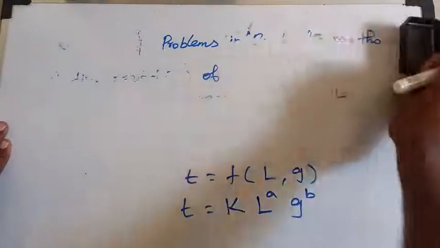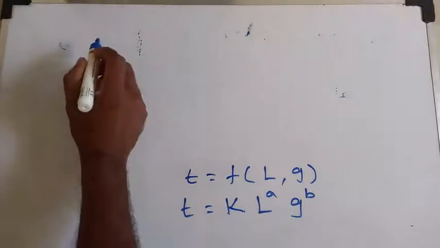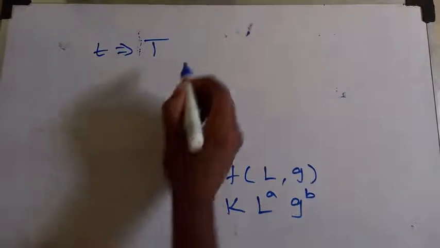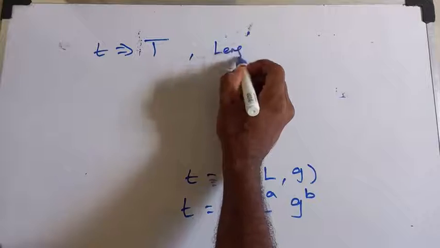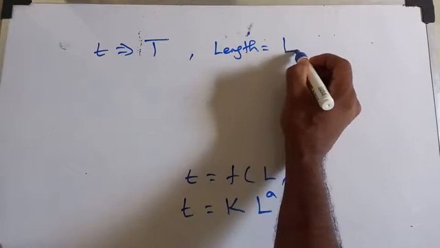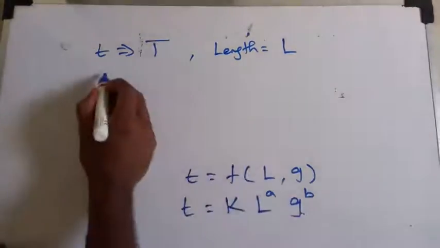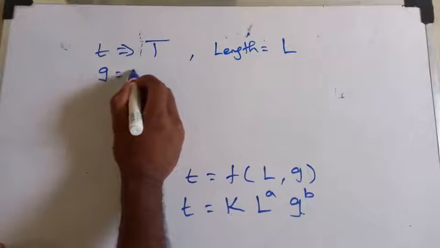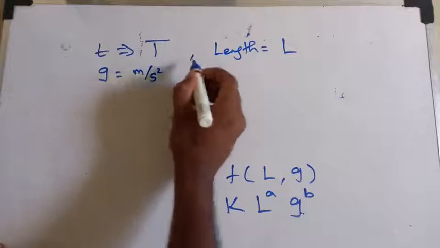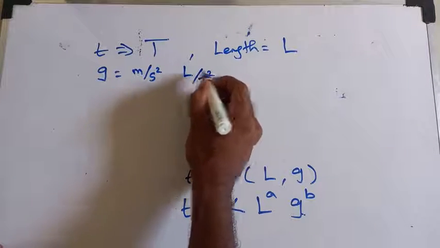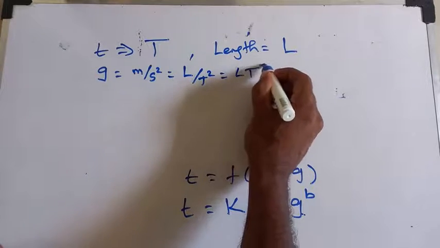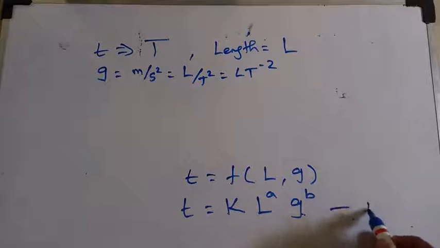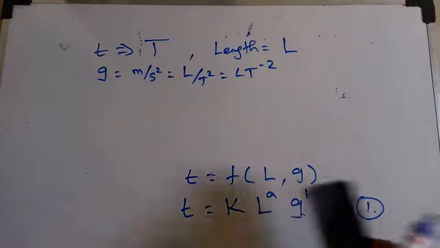We already know for time period dimension is capital T, that means time, seconds. For length we know dimension is L. For g, acceleration due to gravity, its unit is meter per second square, that means L by T square, which is nothing but L T power minus 2. Now I am substituting dimensions in this equation 1.